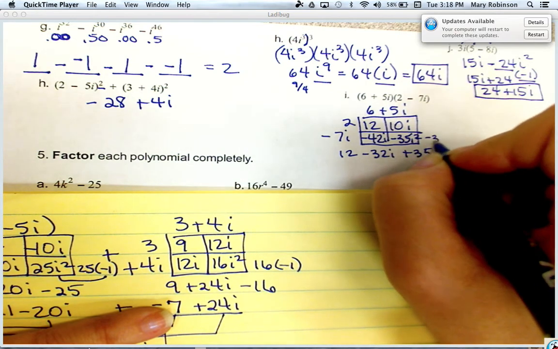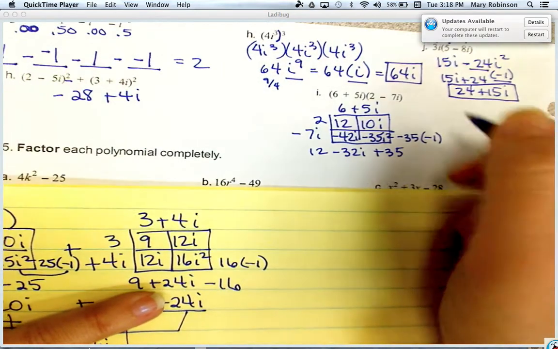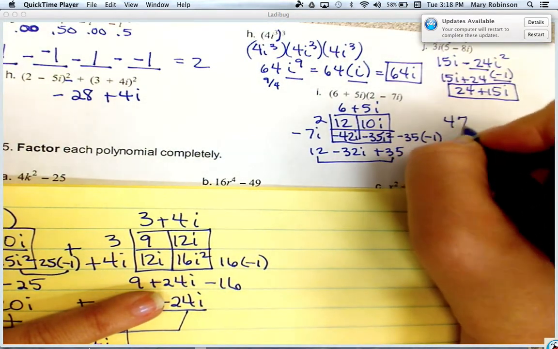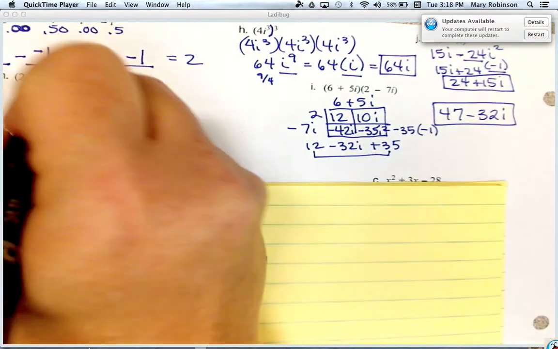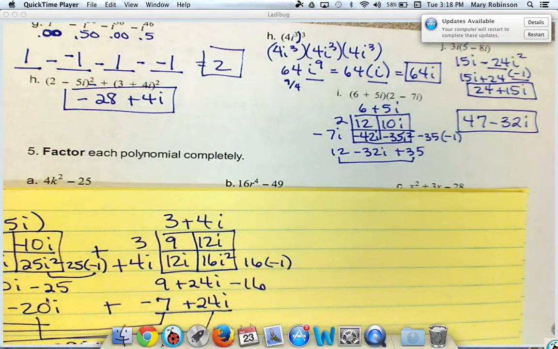Hopefully you're recognizing that by now. Negative 35 times negative 1 is where we get the plus 35. Add these two terms together, and that'll give us 47 minus 32i. And that concludes problem 4 with complex numbers.